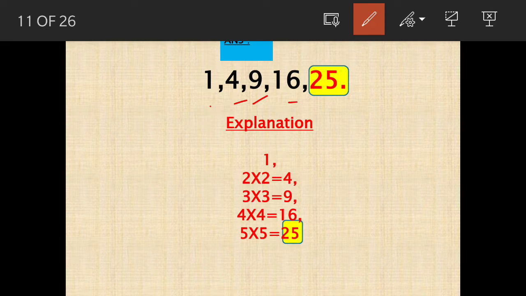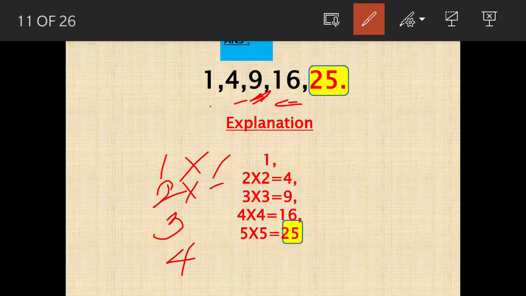Like this number 1 is a square of 1. The next number 4 is square of 2. Then next number 9 is square of 3. 16 is square of 4. When I say square, that means same number is getting multiplied by same number. 1 into 1, 2 into 2, 3 into 3, 4 into 4. So we established a pattern that numbers are squares of 1, 2, 3, 4.